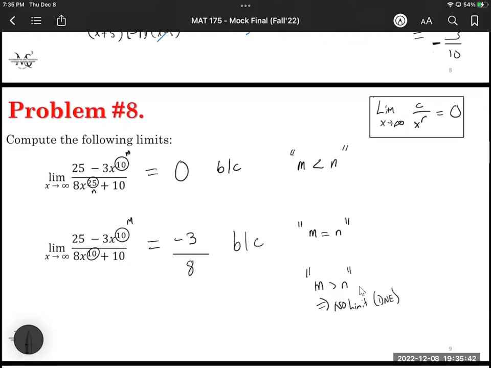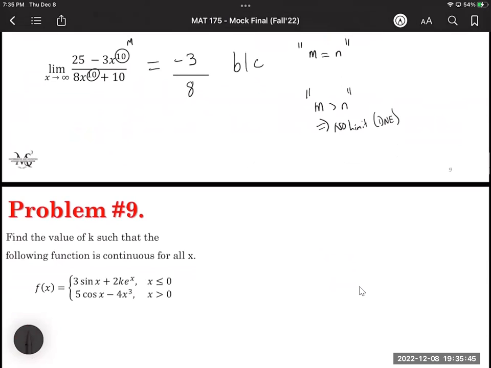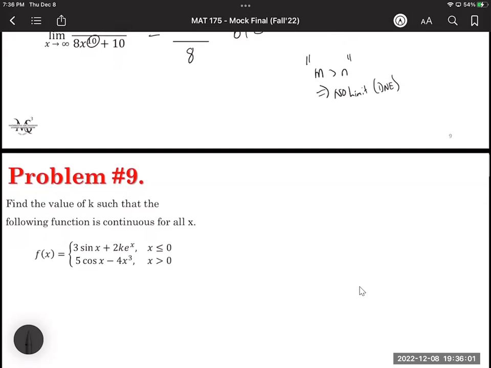So, problem number 9 now states, find the value of k such that the following function is continuous for all x. One thing to note about continuity of a function, well, there's 3 things to know. If your function is continuous at x equals a, then 3 things must happen. The first thing is that the function has to be defined at a. In other words, f of a is defined.